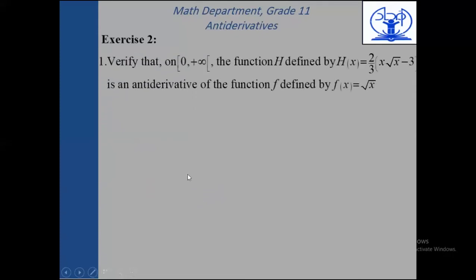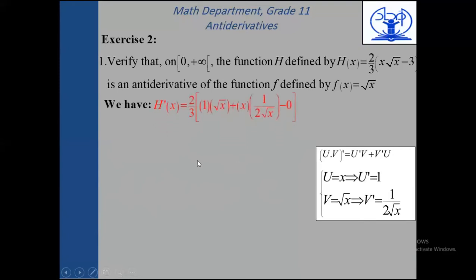In exercise 2, I'm asking you to verify that on 0 plus infinity, the function defined by capital H of x equals 2 over 3 times x radical x minus 3 is an antiderivative of the function f defined by f of x equals radical x. Actually, to prove that a certain function is an antiderivative of another function, it's enough to derive this function and to get that small f of x.